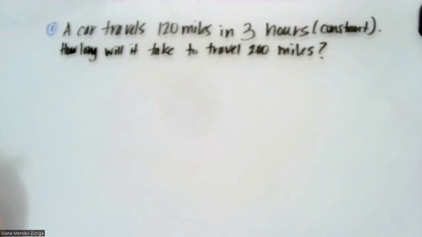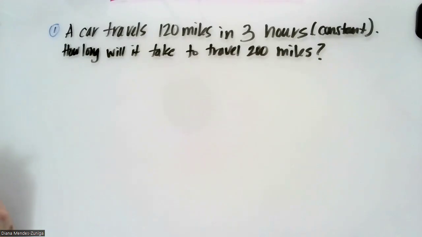So I'm going to show you how to do that here. So it says a car travels 120 miles in 3 hours at a constant speed. Okay, that's important. We will not deal with speeds that are not constant or inconsistent in this course. You just don't need it. Okay, so all of these will be in a constant speed. Now, it's asking how long will it take to travel 200 miles?